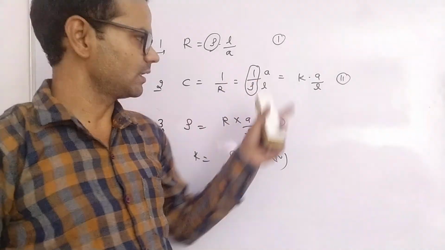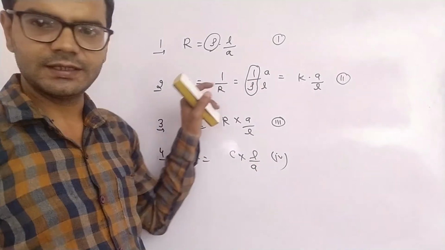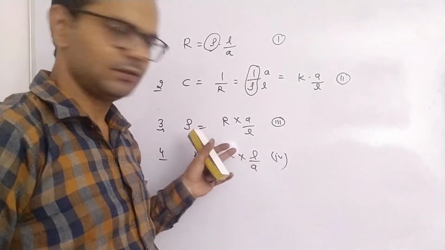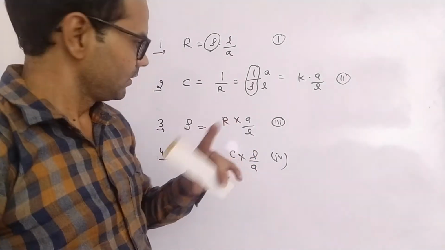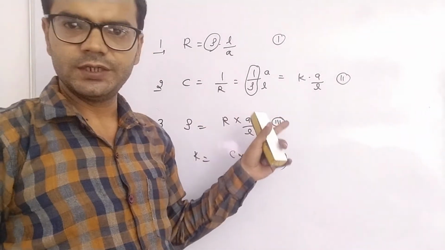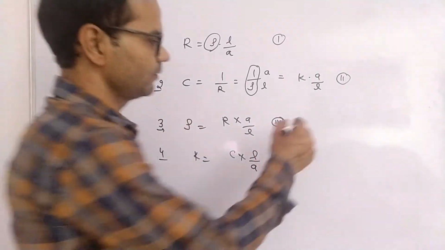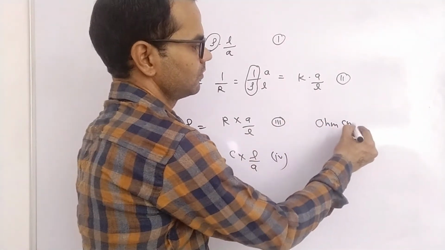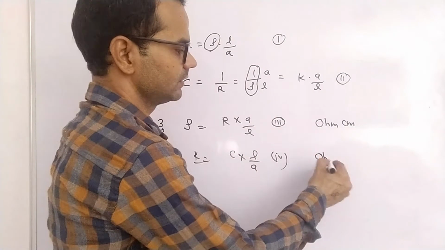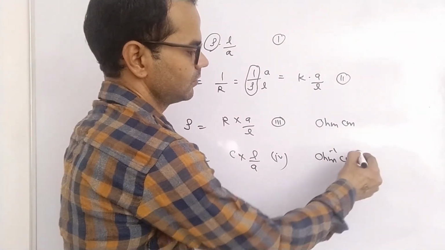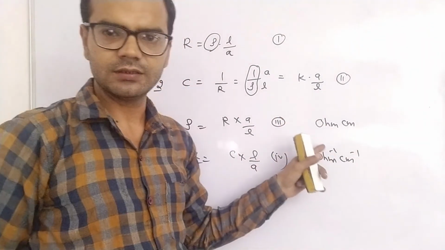One numerical may be asked. Find the resistivity, find the conductivity, find the resistance, find the conductance. And make sure you write the unit in a numerical. Resistivity unit is ohm centimeter and conductivity unit is ohm inverse centimeter inverse.